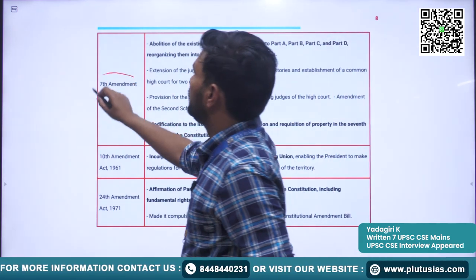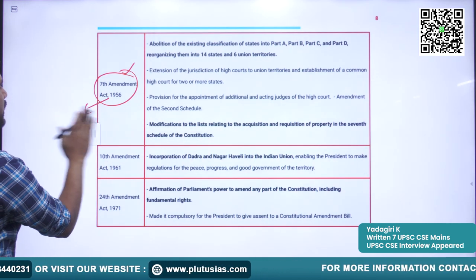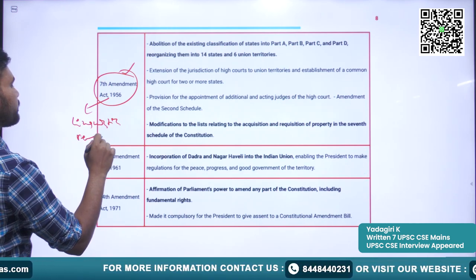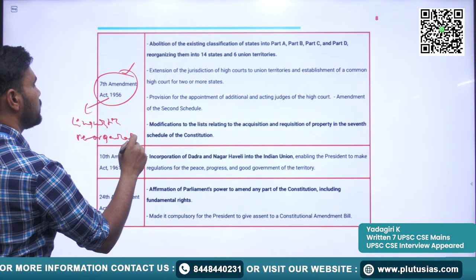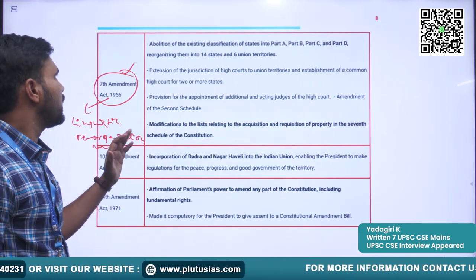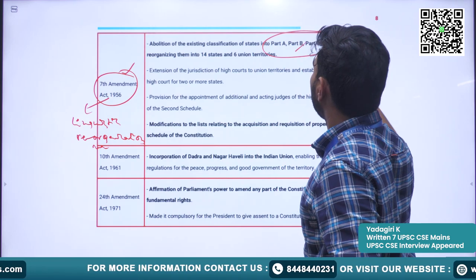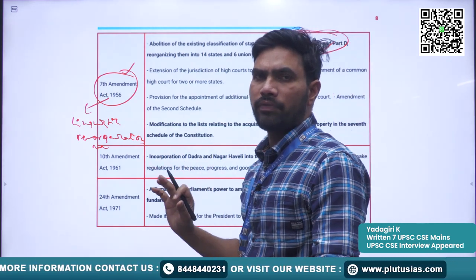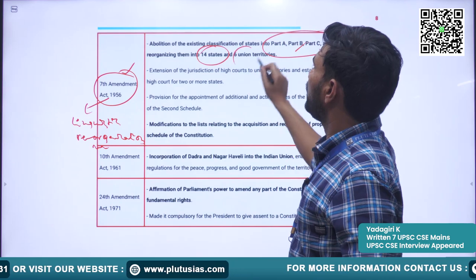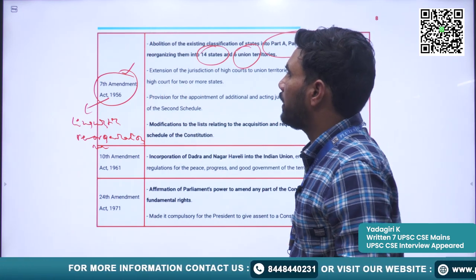Right. Now we will see the seventh amendment. Basically this amendment was made when the states reorganization, or we can say linguistic reorganization, was done, to incorporate the changes made through the linguistic reorganization of states. The states at that time were divided into part A states, part B states. All those classifications have been removed, and through this seventh amendment, 14 new states and 6 union territories have been created. So this is also very, very important. Try to remember this amendment also.